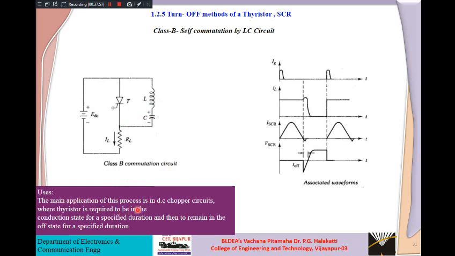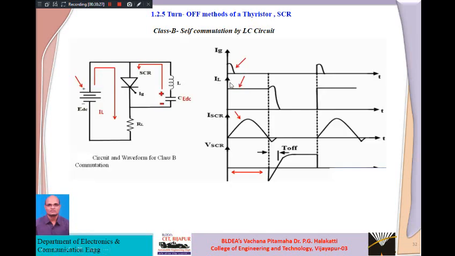Its main application is in DC chopper circuits, where the thyristor is required to be in the conduction state for a specified period of time and then remain in the off state for a specified duration. Where we want the thyristor to be on and off for the desired time period, we depend on this class B self commutation by LC circuit. Let us try to understand this one. Circuit operation is very simple, guys.